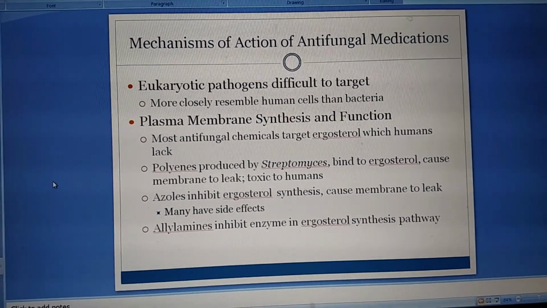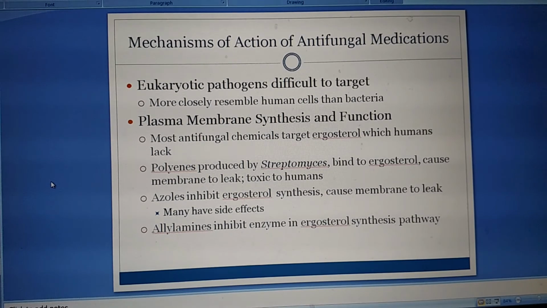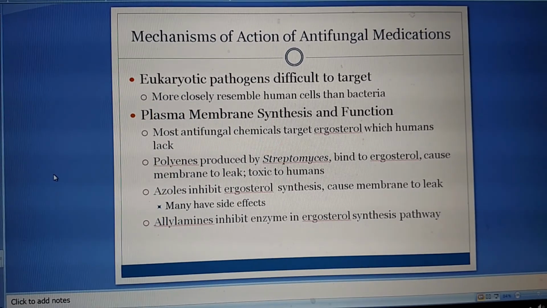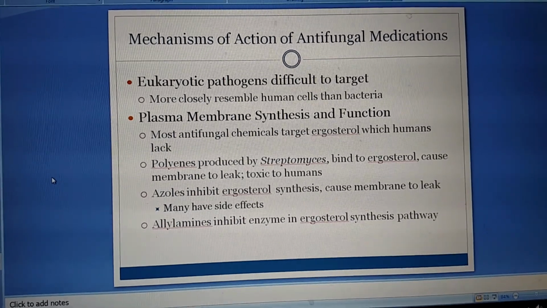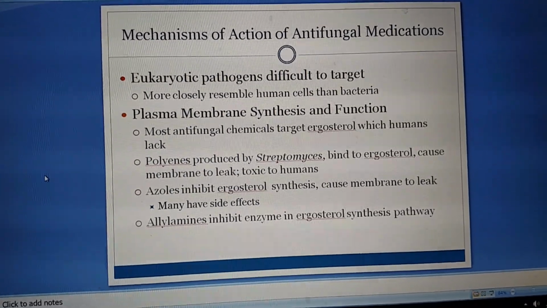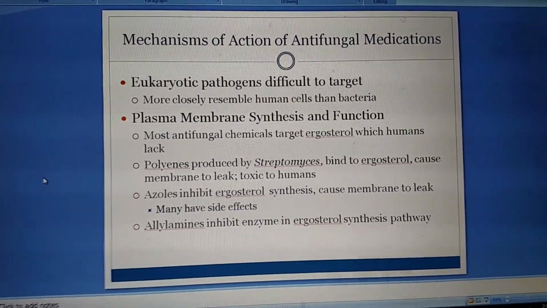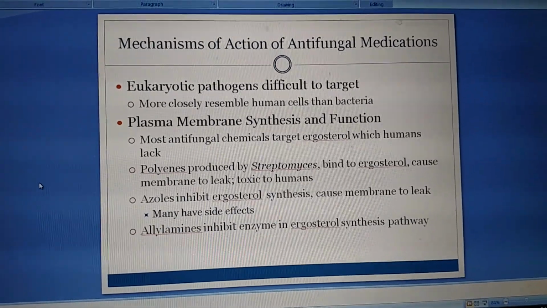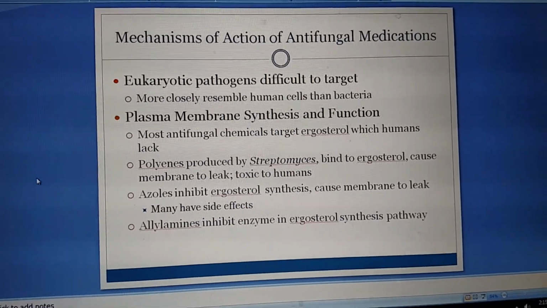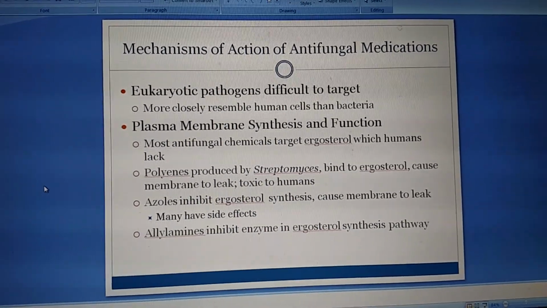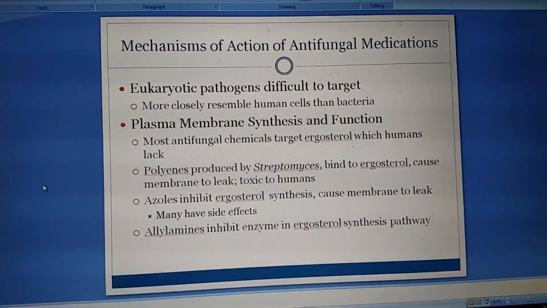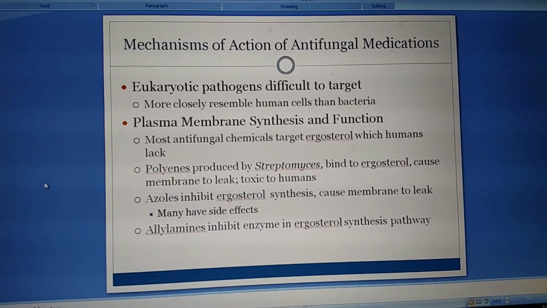Now, when you're talking about eukaryotic pathogens, one of these groups will be the fungi. It's important to realize that it's very difficult to target eukaryotic pathogens because they resemble human cells. They're more closely related than we are to bacteria. So a lot of antifungals will actually target plasma membrane synthesis and function. So antifungals typically will target ergosterol, which humans do not have. But it depends on the medication you're using. Some of them are more toxic, and if they cause the cells to leak, that can actually have side effects to us as a patient.